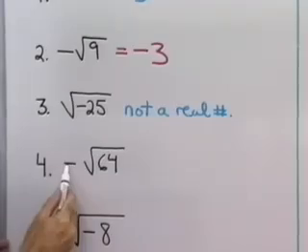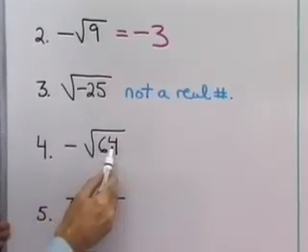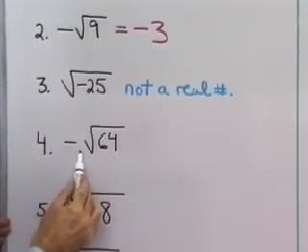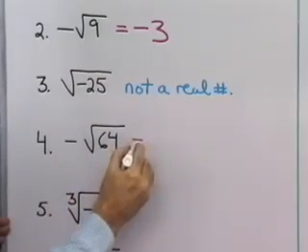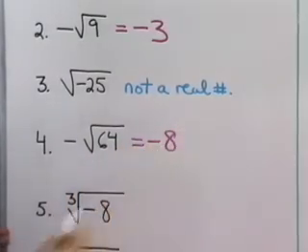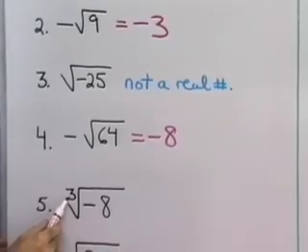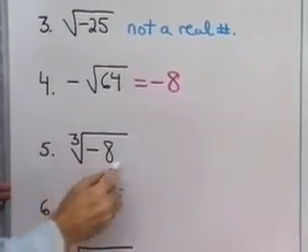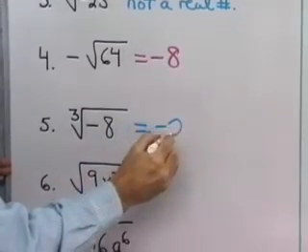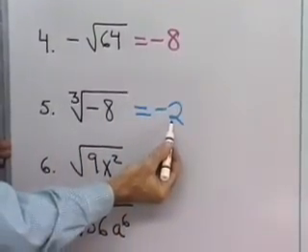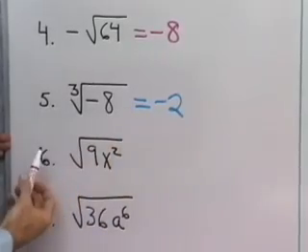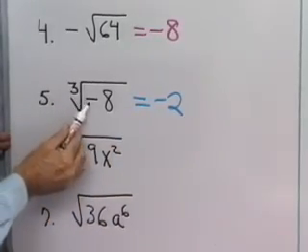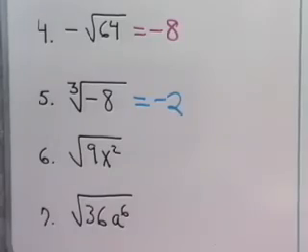Now back to this problem. The opposite of square root 64. This is the negative number that we square to get 64. That will be negative 8. Next problem here is a cube root. The cube root of negative 8, that's the number I cube to get negative 8, and that will be negative 2, because negative 2 times negative 2 times negative 2 is negative 8. So you see with cube roots we can have negative numbers under the radical.